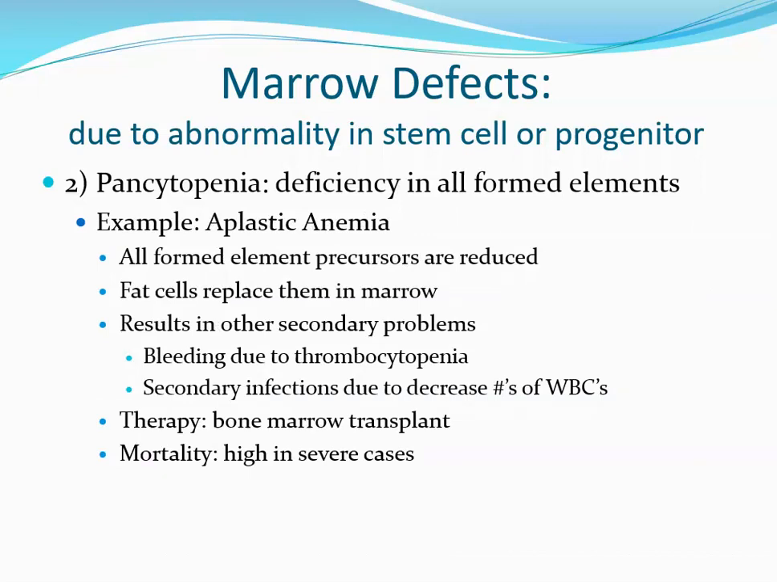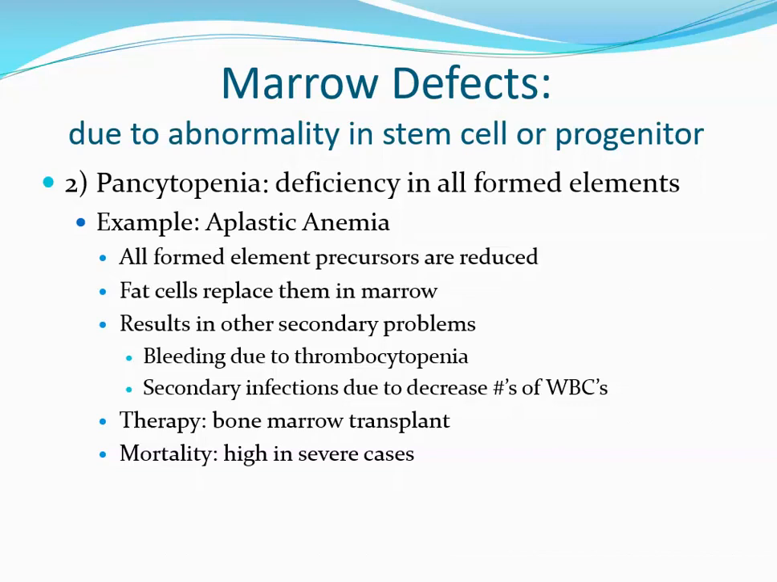An example of a pancytopenia is aplastic anemia. Here, all normal formed element precursors are reduced. Over time, you begin to see fat cells replace them in the bone marrow. This will then begin to result in other secondary problems. You will see increase in bleeding due to thrombocytopenia. The platelets are also affected. You will see decreased number of platelets.